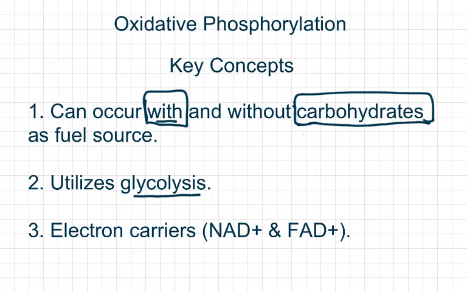And you'll come across two key electron carriers. The first one is called nicotinamide adenine dinucleotide, or NAD+ for short. The second one is flavin adenine dinucleotide, or FAD+. And we'll talk about the differences in their roles with oxidative phosphorylation as we review the process.